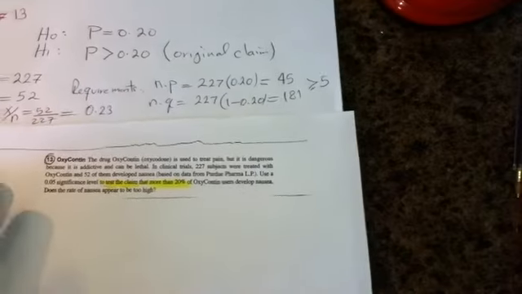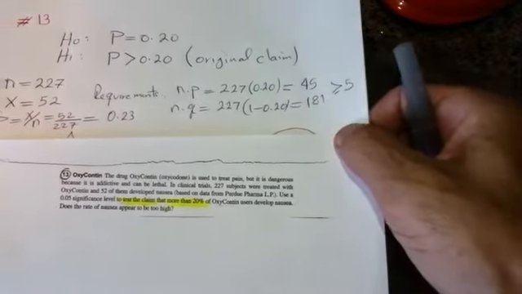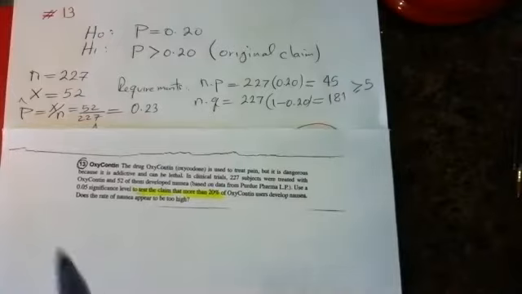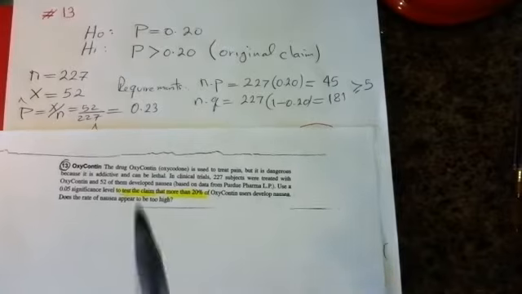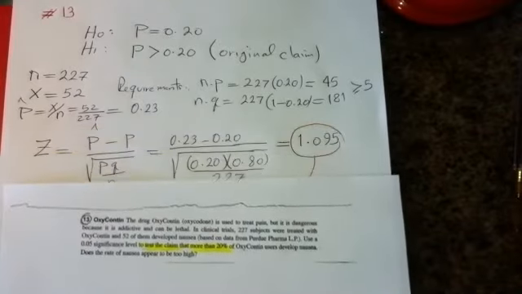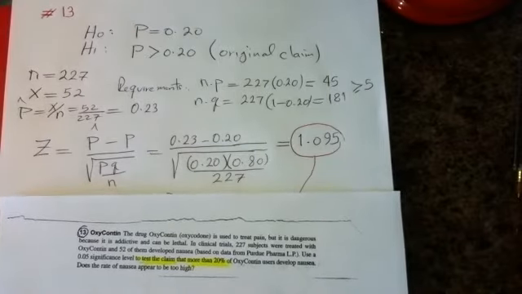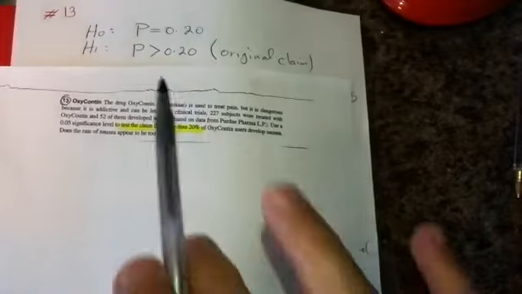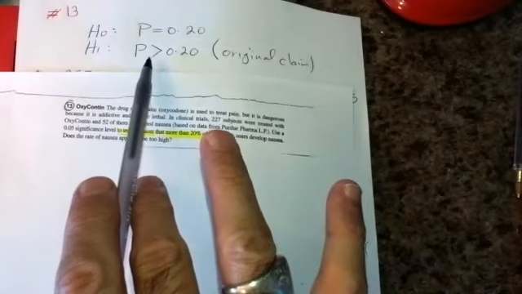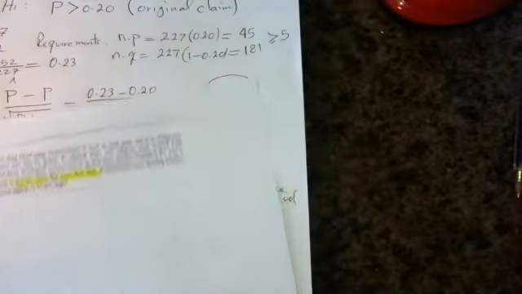Requirement: are np and nq greater than 5? Yes. x and n are given in the problem, so you could calculate the p hat. p hat is x over n, which is 0.23. You put them in the formula, and that gives you the z. Now, is it left tail, right tail, or two tails? H1 determines whether it's right, left, or two tails. H1 is greater, that means you have a right tail.